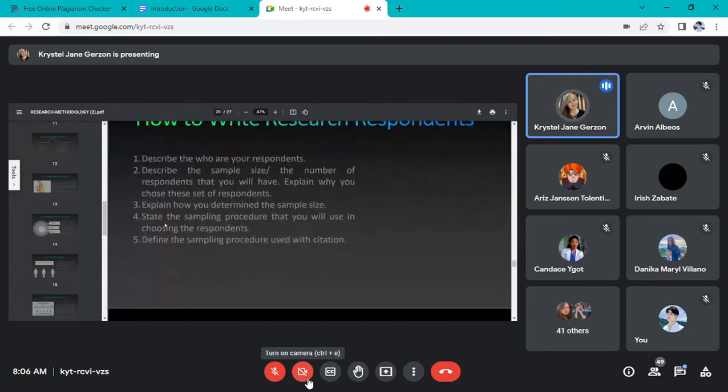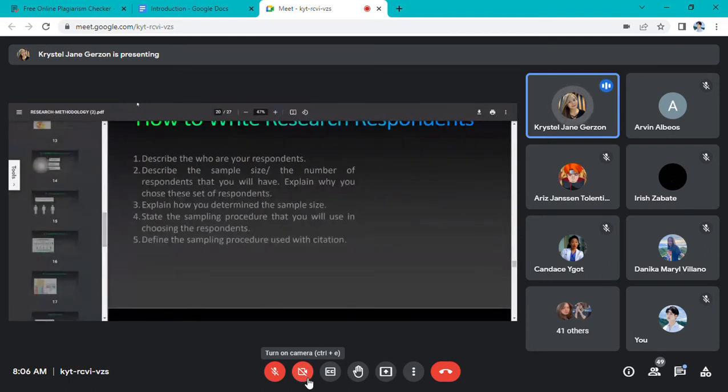Otherwise, you just need to proceed on defining the sampling procedure with citation. So say, for example, you are using convenience sampling, you would just have to introduce that you will use convenience sampling and then define convenience sampling with citation. So that is the process. I will be giving you examples or samples. Don't worry.